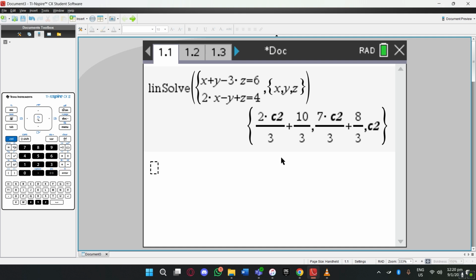Now if you look, this is very similar to the parametric form that we got earlier. This is saying that x equals this, y equals this, and z equals this. In this case, C2 just represents lambda. So we have x equals 10 over 3 plus 2 over 3 lambda, y equals 8 over 3 plus 7 over 3 lambda, and z equals lambda. So that's your line of intersection, which is just the same as the answer that we got earlier.